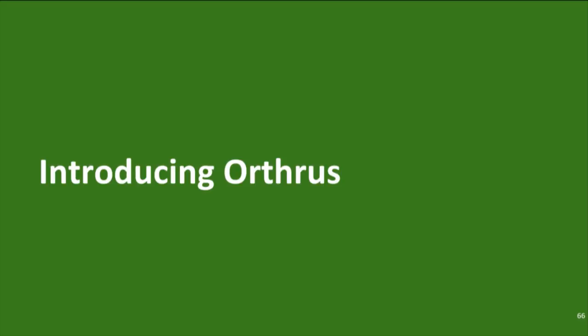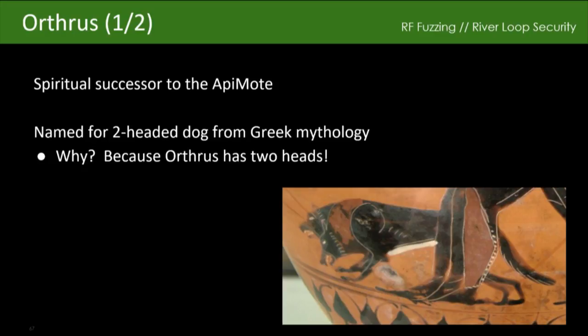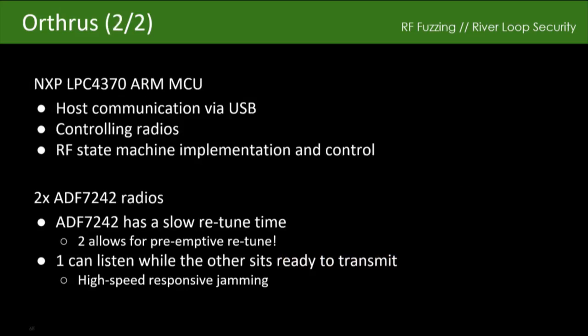So with that, I'm going to briefly talk about this project I've been working on called Orthrus. It's a code name. The reason it's called that is because it's named after a two-headed dog from Greek mythology that Hercules or Odysseus killed or something like that. So it's the spiritual successor to the API mode. The reason it's named after a two-headed dog is because it has two heads. It uses two radio front ends to do some really cool things.